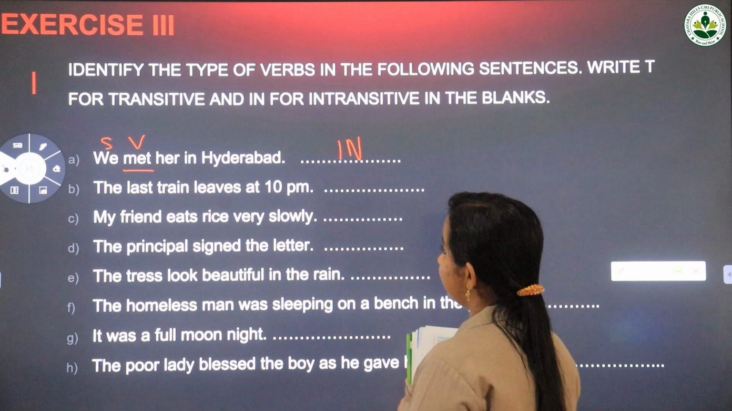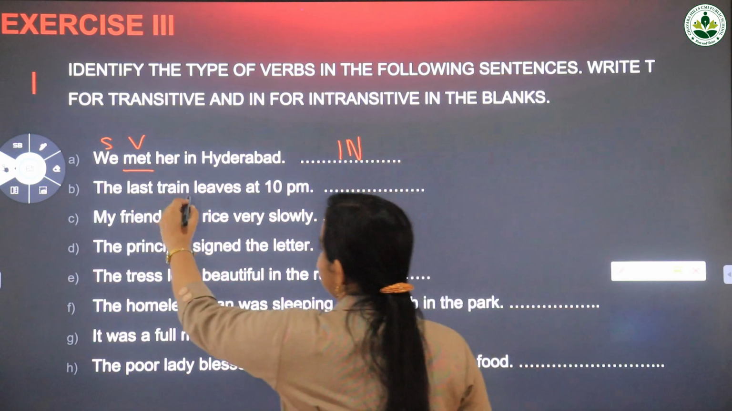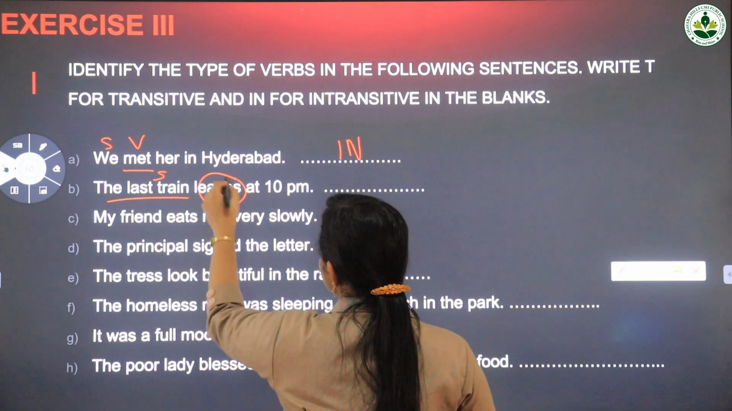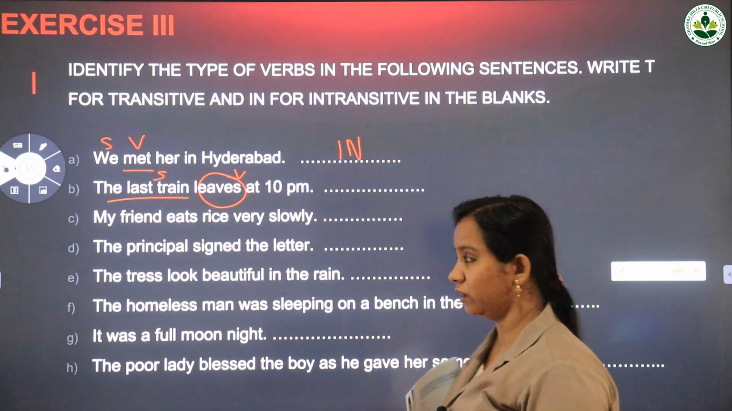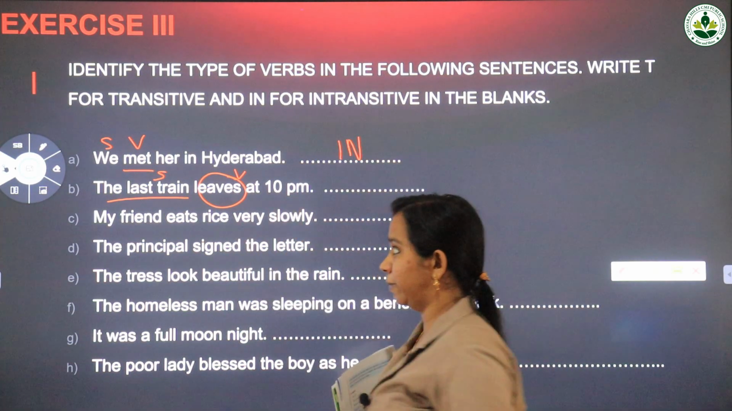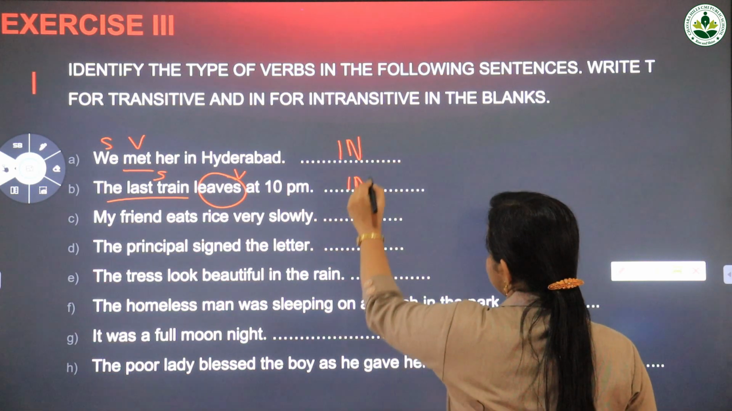Next one: the last train leaves at 10 p.m. The last train is the subject, leaves is the verb. Leaves for what? Not given. The object is not given, but the meaning is complete. The last train leaves at 10 p.m. So it is IN, again an intransitive verb.